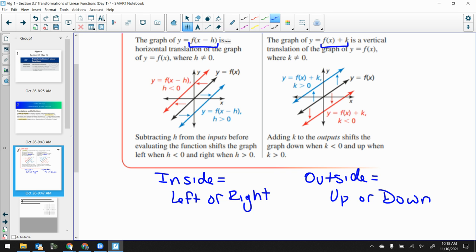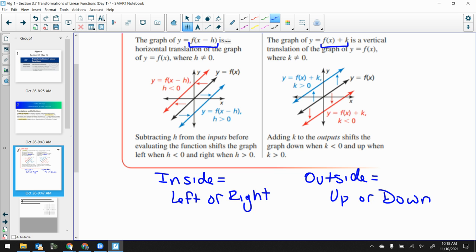If I shift it up or down, what's happening is I'm adding or subtracting to the outside of the function. So if I have like f of x plus 5, that's a shift up 5. If I've got f of x minus 2, that's a shift down 2. If I've got an f of x plus 7, up 7, where I'm just adding or subtracting, I'm tacking on a plus or minus to the end of an equation. F of x plus 30 is an up 30.